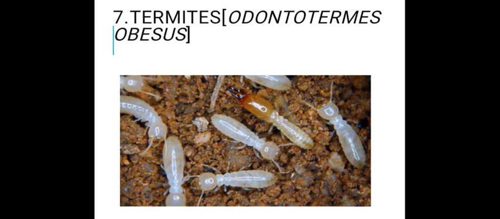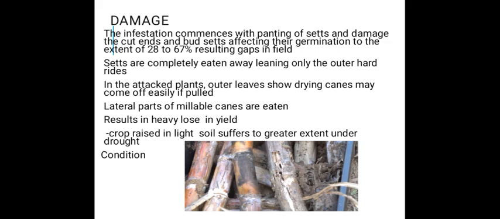Termites. The infestation commences with planting of sets and damages the cut ends and bud sets, affecting their germination to the extent of 28 to 68%, resulting in gaps in the field. Sets are completely eaten away, leaving only the outer hard rind in the attacked plants.